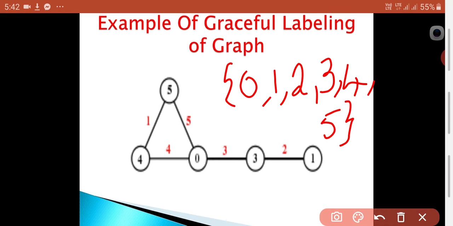Then, for the edge label, we have to use the difference between the end points. Also, it is an absolute difference, so we get only positive values. First edge, 5 minus 4 is 1. Next, 4 minus 0 is 4. 5 minus 0 is 5. 0 minus 3 is 3. 3 minus 1 is 2. These are our edge labels.